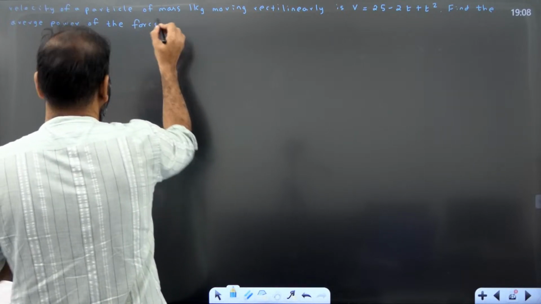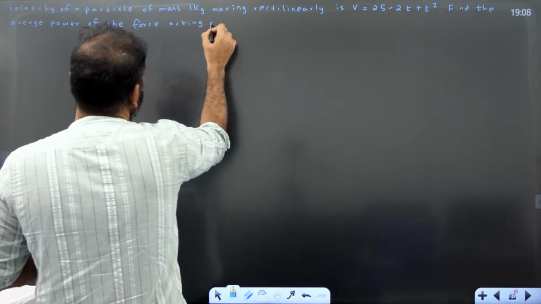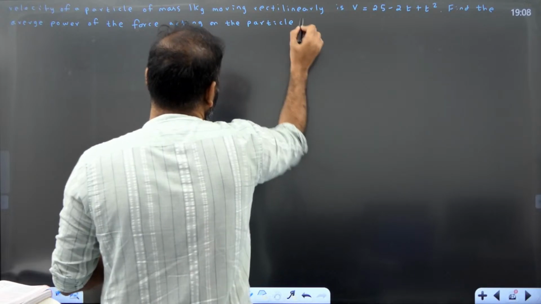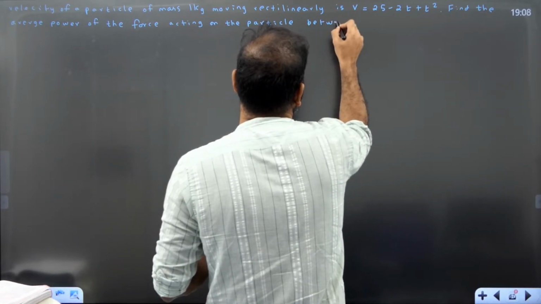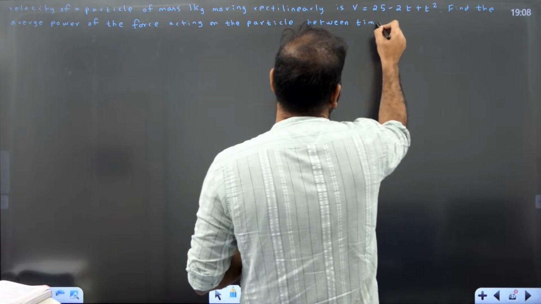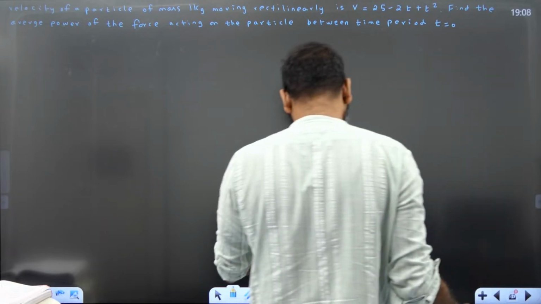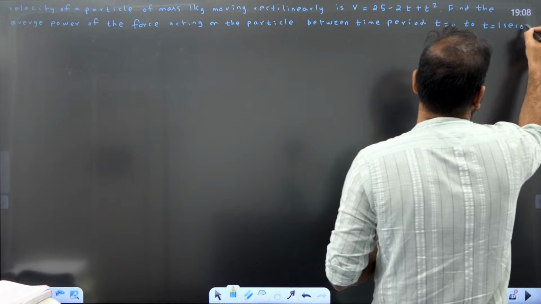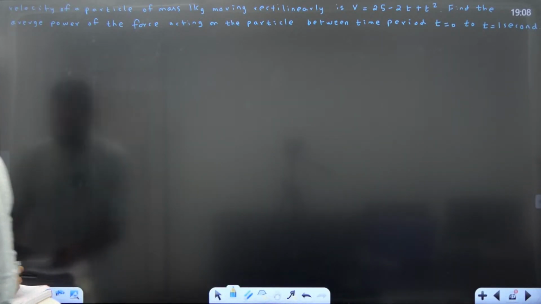Not source, the power of the force acting on the particle between time period t equal to 0 to t equal to 1 second. See, this is the question we have to find out.